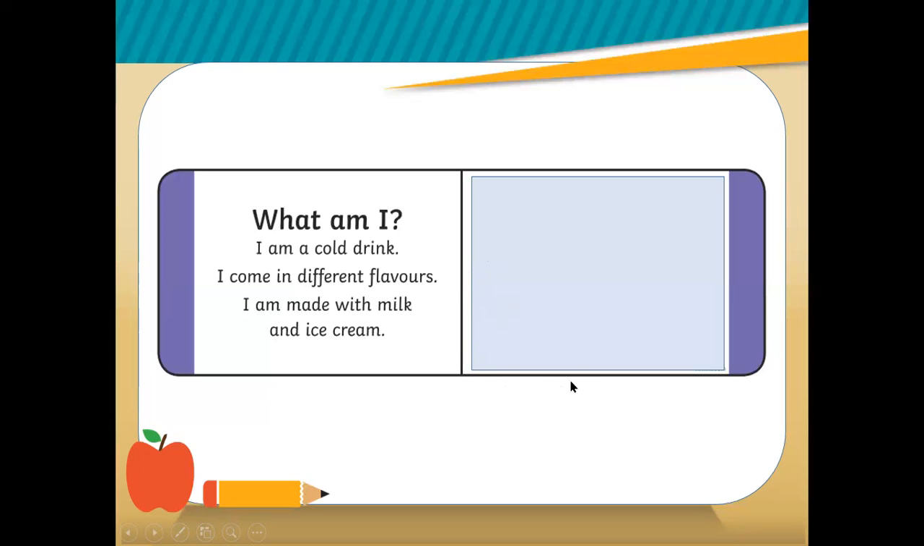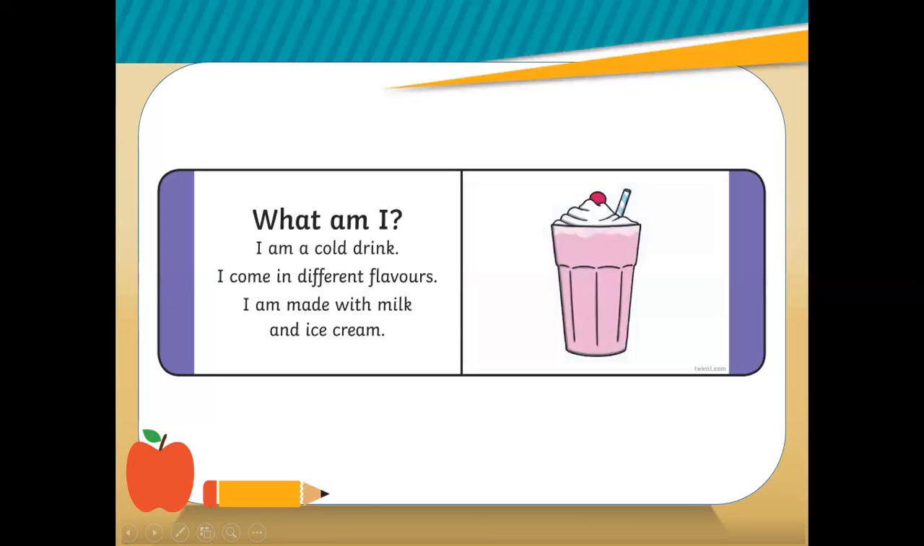Excellent. How do you say that in English? Milkshake. No sé cómo se dice. Very good. Por ahí le ayudaron. Milkshake. It's a milkshake, right? So, milkshake. Ahí está. Very good. I'm a cold drink. I come in different flavors. I am made with milk and ice cream, ¿verdad? Por eso no podía ser yogurt, porque lleva ice cream. El yogurt sí, solo es de pura leche, pues es que se hace, ¿verdad?